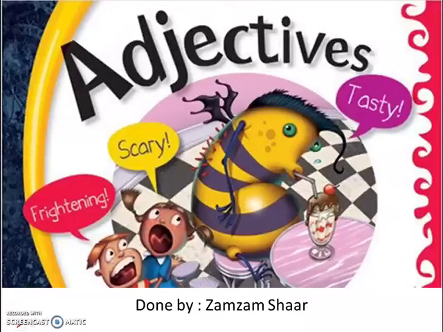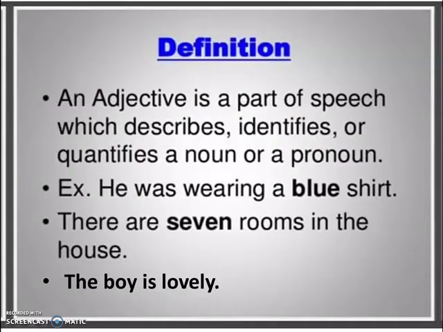Today our lesson is about adjectives. What is an adjective? An adjective is a part of speech which describes, identifies, or quantifies a noun or a pronoun. For example, he was wearing a blue shirt. There are 7 rooms in the house. The boy is lovely. Look at the first example.